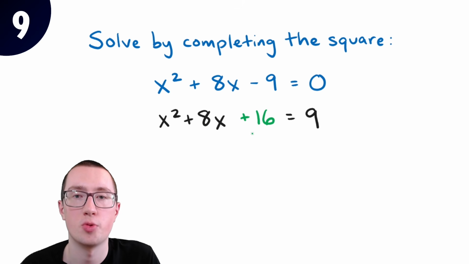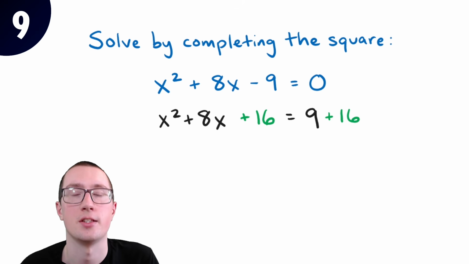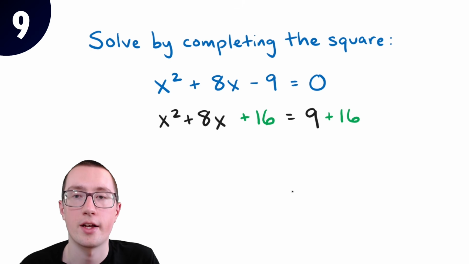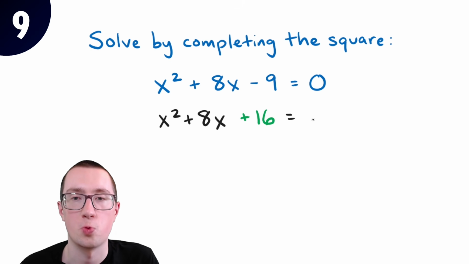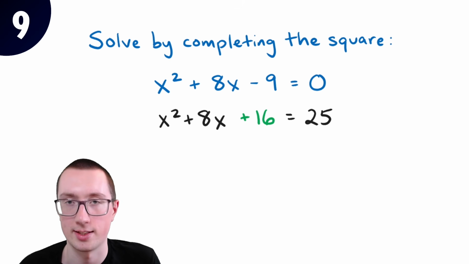But remember that in algebra, we can't just randomly add a number to one side of the equation. We have to do it to the other side. So let's add 16 to the other side of the equation as well. And 9 plus 16 is equal to 25. So there we go. 25 is what we're going to have on the right side of our equation.